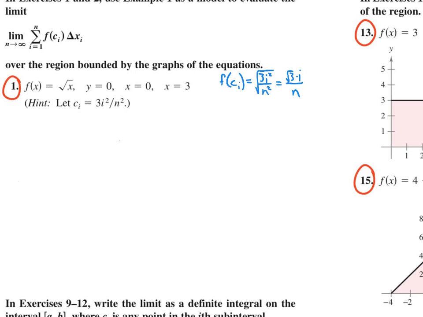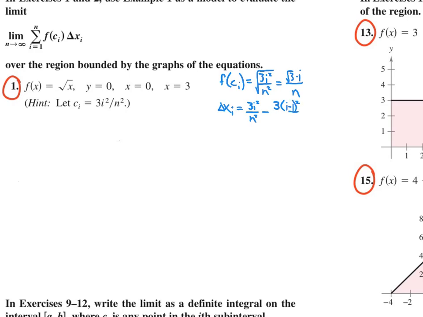So now we have to do delta x sub i. How do we find that? Is it the same thing? You just like minus i minus 1. Okay. We're not going to use the f of c sub i though. We're going to use the c sub i. All right, but you got the right idea. We're going to do what we were given, so 3i squared over n squared minus the same thing with an i minus 1.